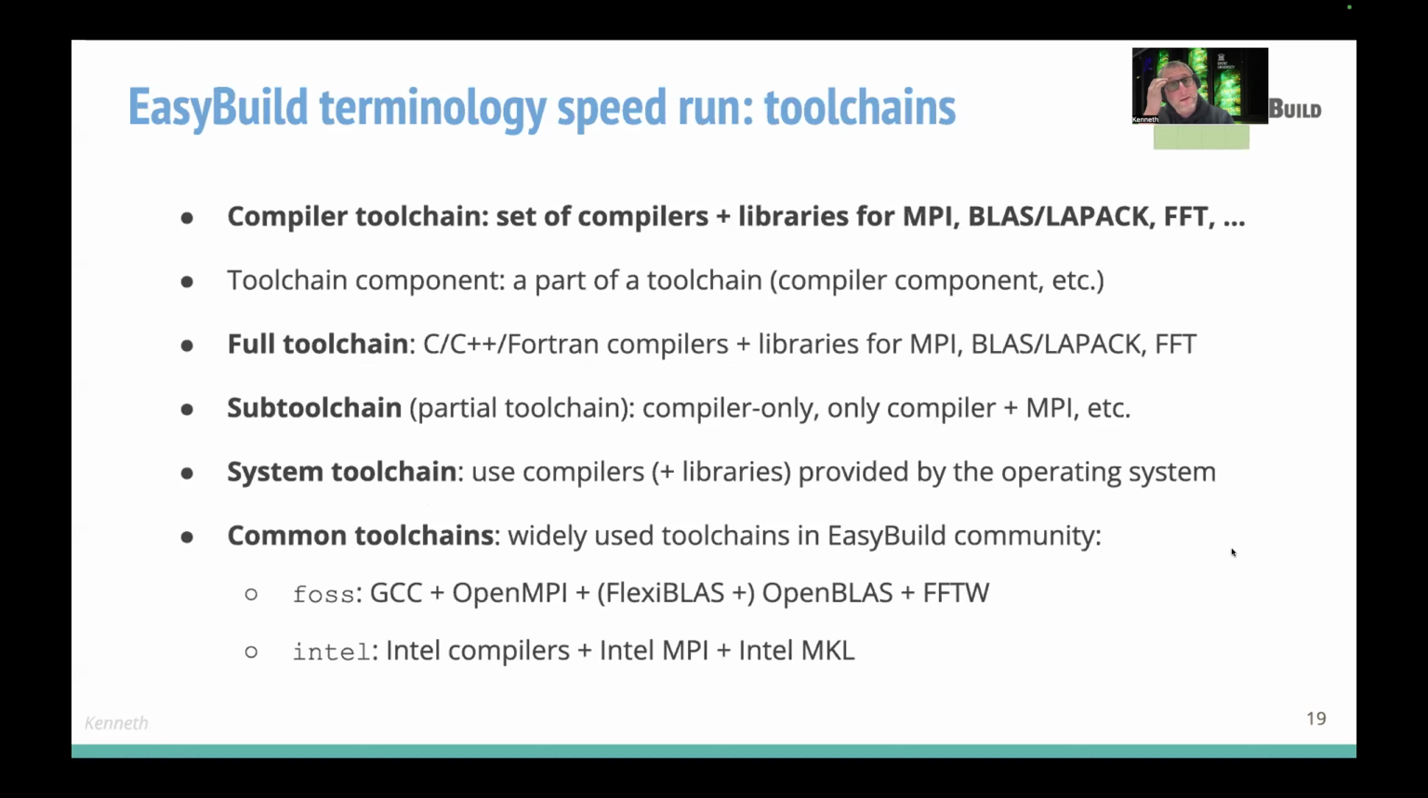Toolchains are then a particular type of group of dependencies and usually involve a compiler and a couple of libraries. Toolchains can be full, so that means they have a C, C++, and Fortran compiler together with libraries for MPI and linear algebra routines and FFTW, or they can be partial toolchains, sometimes called sub-toolchains, which exist only out of compilers, for example. And then there's common toolchains. Two typical ones are the FOSS and Intel toolchains, which you'll see pop up very often in EasyBuild.